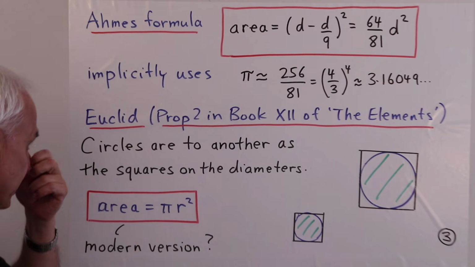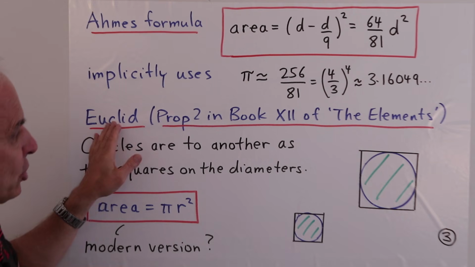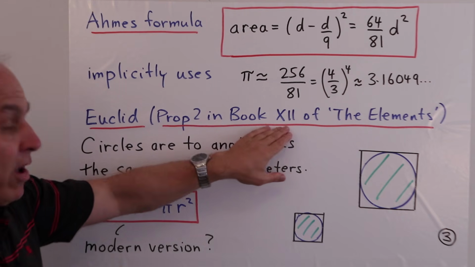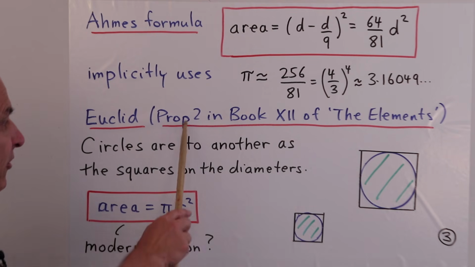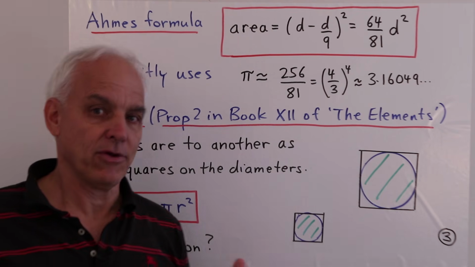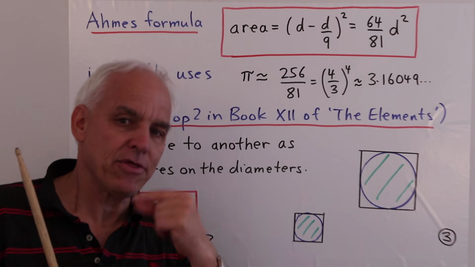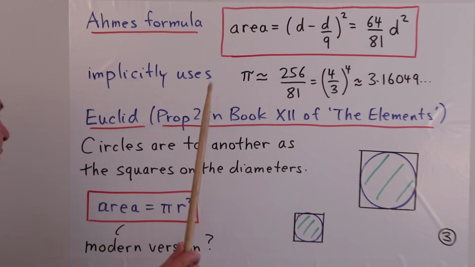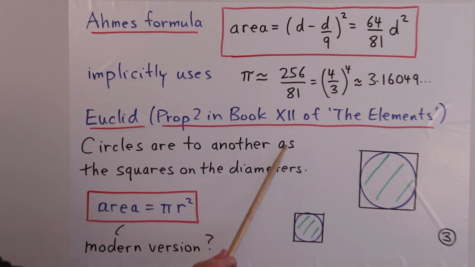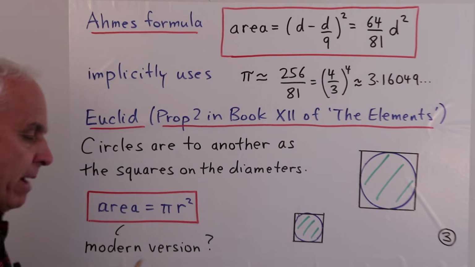Okay, now another famous thing that happens is in Euclid, book 12 actually of the Elements. There's 13 books altogether, so this is rather late in the piece. Proposition 2 talks about areas of circles and establishes another important ingredient in our understanding of circles. Euclid says, circles are to one another as the squares on the diameters.